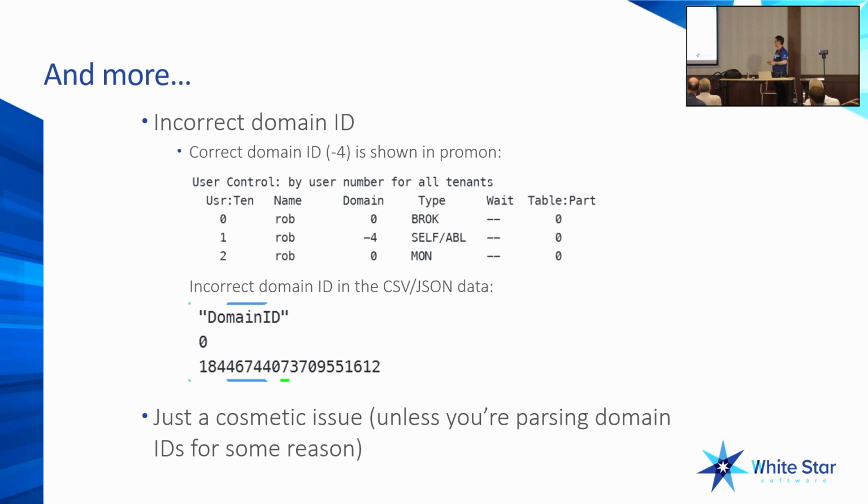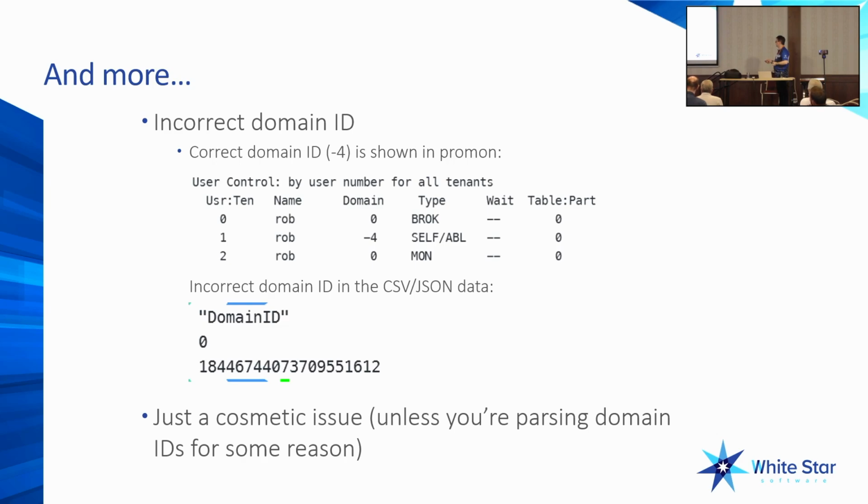One other little minor thing, it's not a functional bug, but it's something you may notice, is that in some of the CSV data, one of the columns is domain ID for a user. In this case, we can see user Rob, number 1, has domain -4. This is not a multi-tenant database or anything like that. There aren't any domains. That's just what you're going to see. This is from Promon, and that's the correct domain ID.